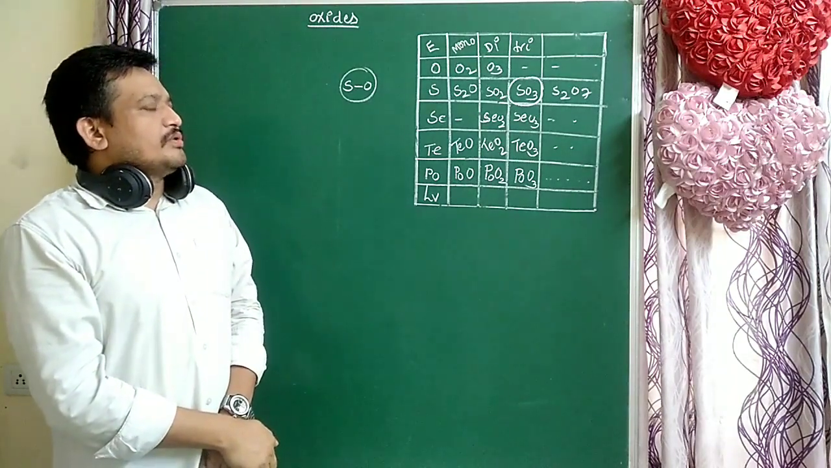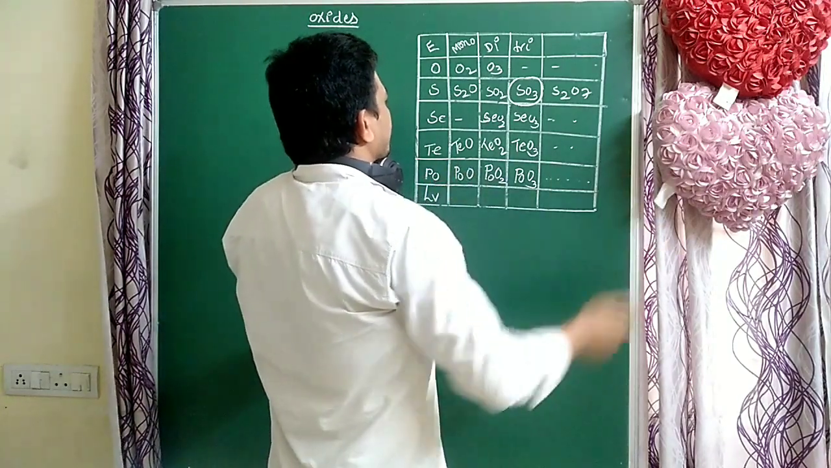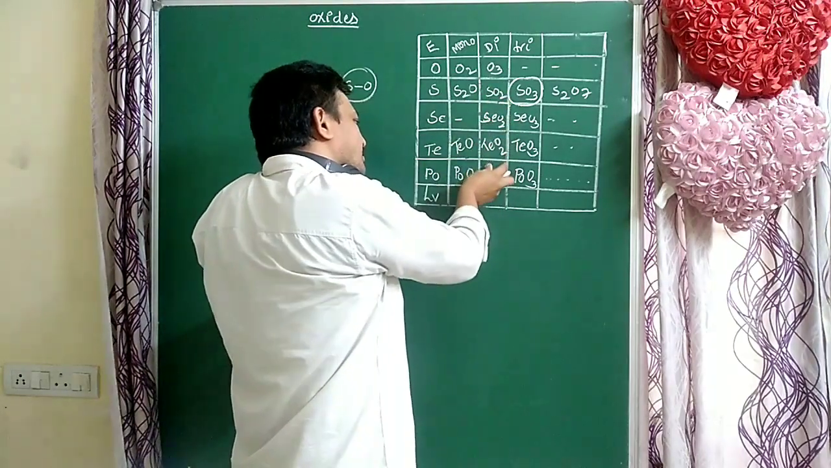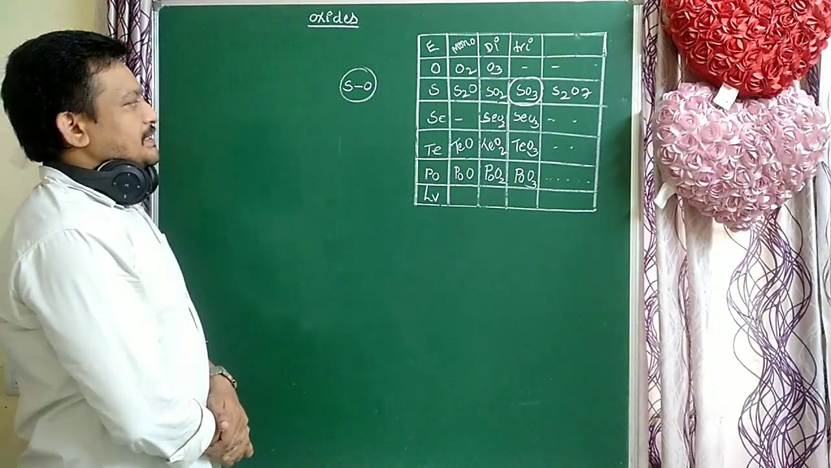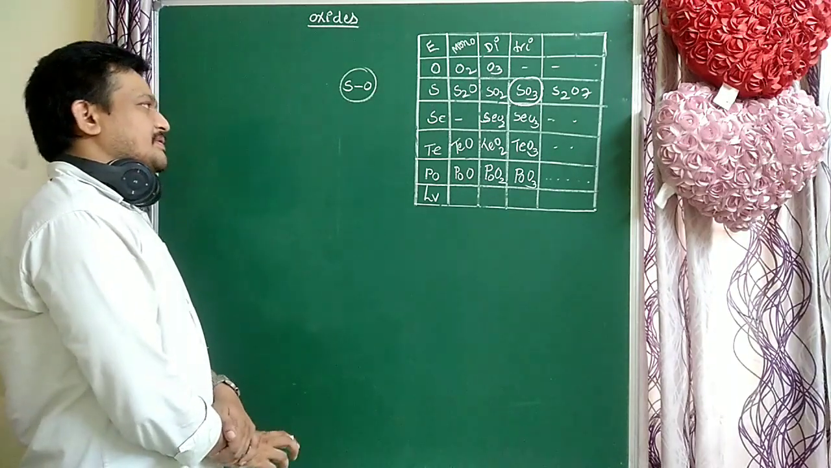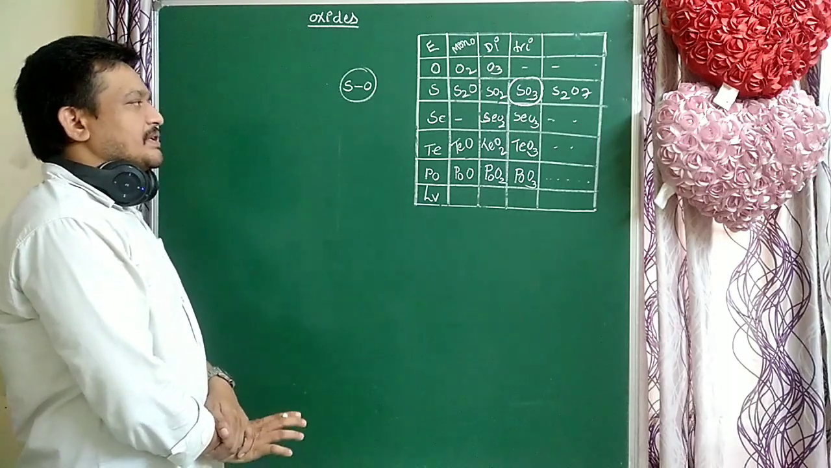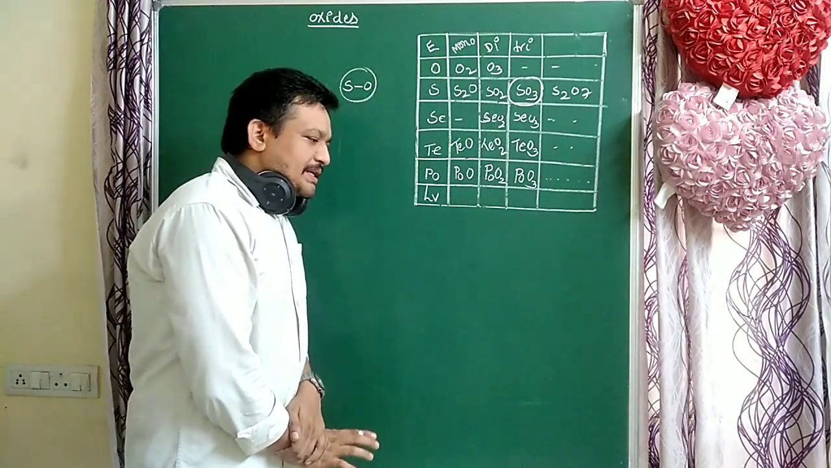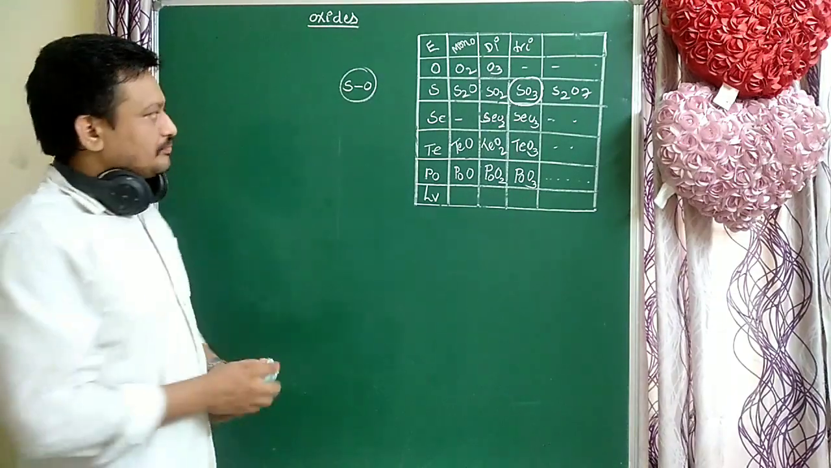When compared to dioxides, trioxides have more oxidizing power. Dioxides have less oxidizing power. Oxidizing power increases from top to bottom. So dioxides are both Lewis acids and Lewis bases, and all trioxides are acidic in nature, but from top to bottom acidic nature decreases and basic nature increases.